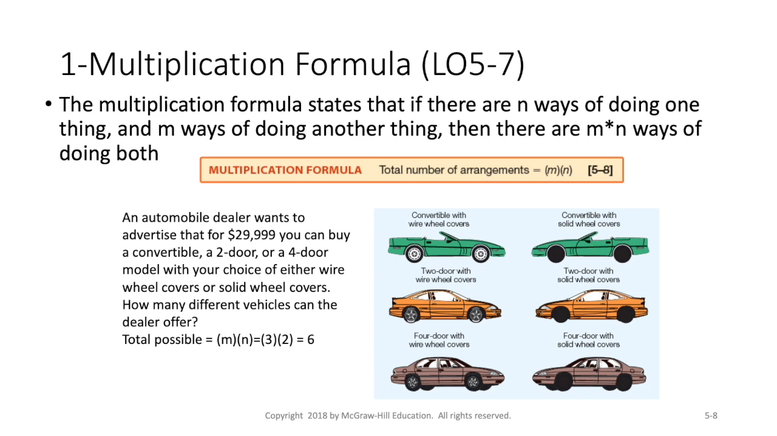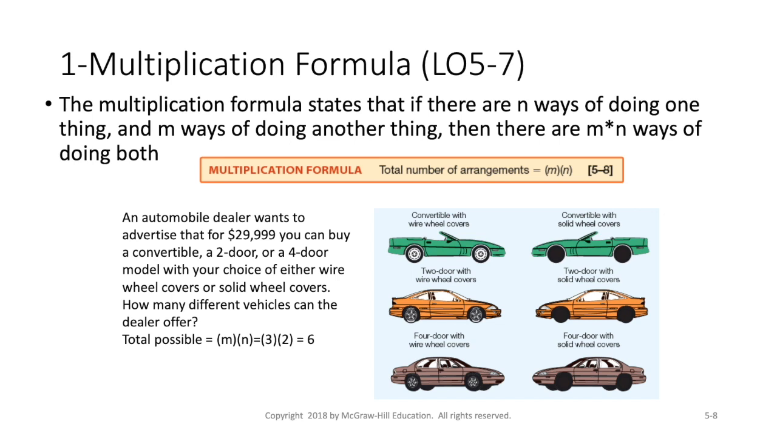This first one, the multiplication formula, and we give you the formula here, the total number of arrangements is m times n. It is helpful when we're trying to find the total number of possible arrangements for 2 or more groups. So it can be used for more than 2 events. We could have m times n times o times d. Okay, we could keep going.